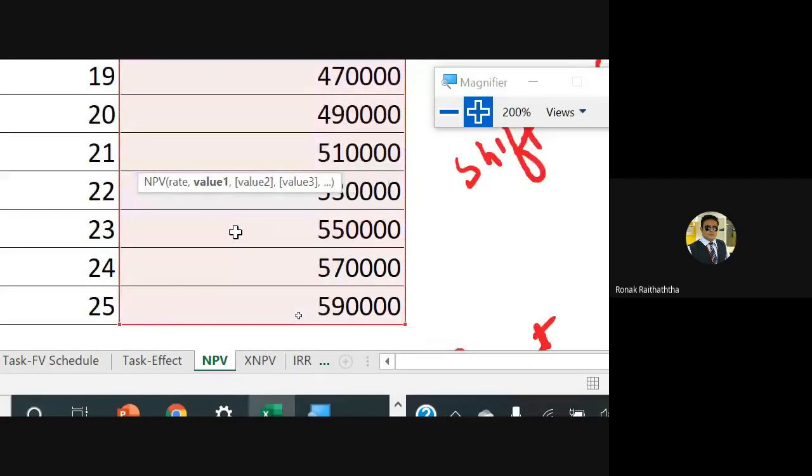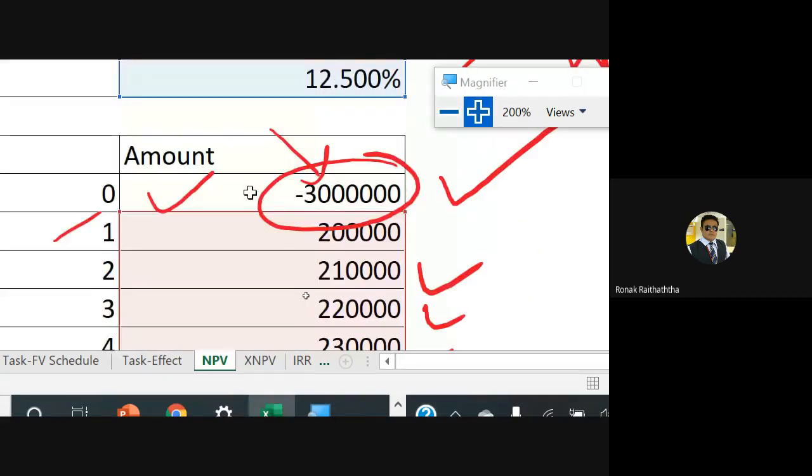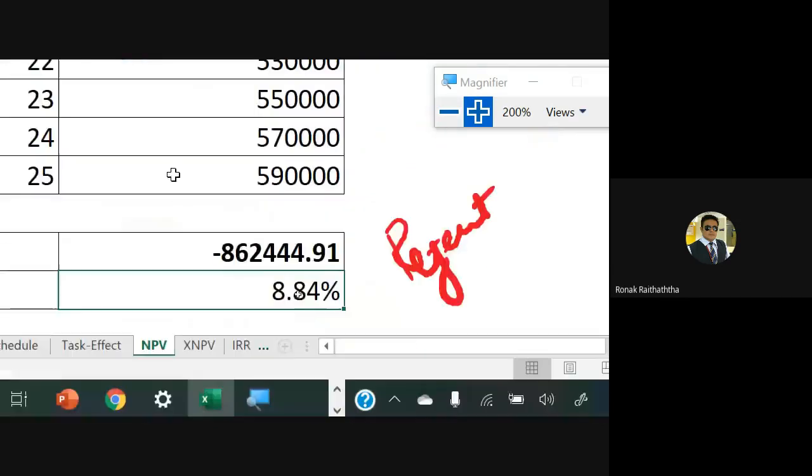Bracket close. And once the NPV bracket is closed, I would do plus sign. And then I would select this 30. So my NPV stands at 862,444.